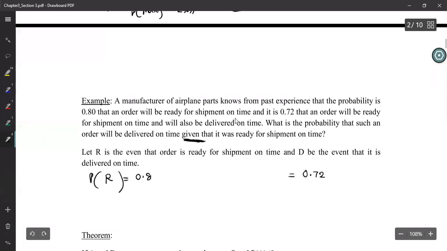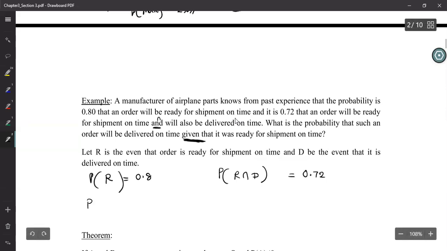That is the probability that the order will be ready for shipment on time and also be delivered on time. So what is that? It is the intersection, so that is R and D. Okay, can you see that? 80% is P(R), 72% is P(R intersection D).